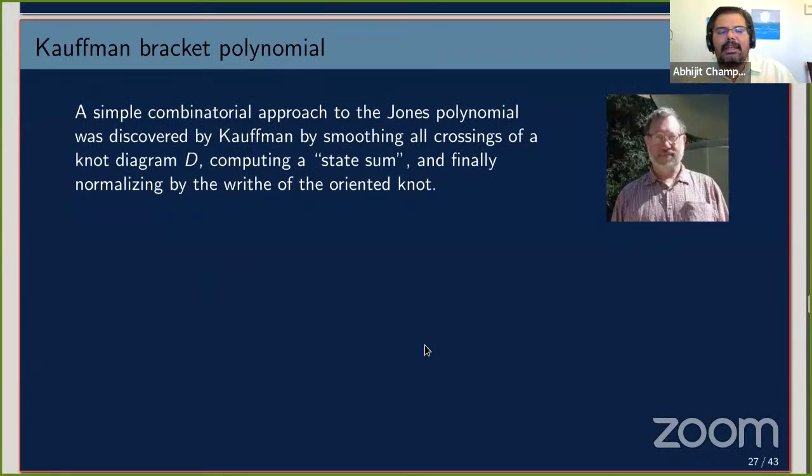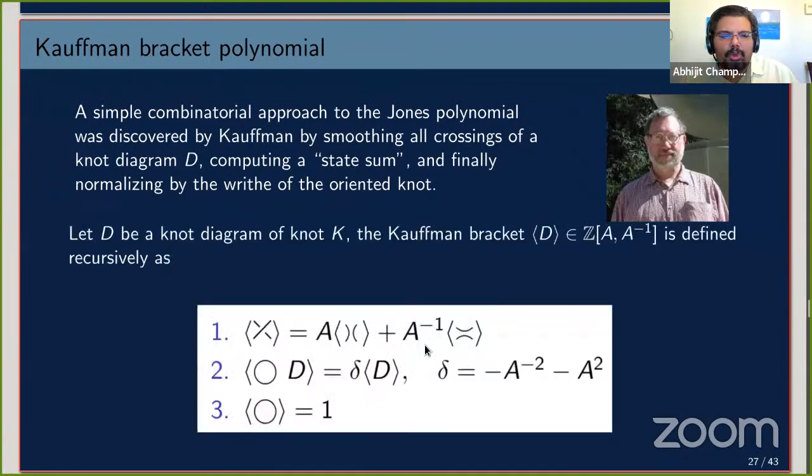Jones used representation theory. A combinatorial approach was discovered by Kauffman very soon after Jones came up with his definition, and that is the smoothing. You start with a knot diagram and do two smoothings locally at every crossing. This is what is called the A smoothing, and this is called the B smoothing.